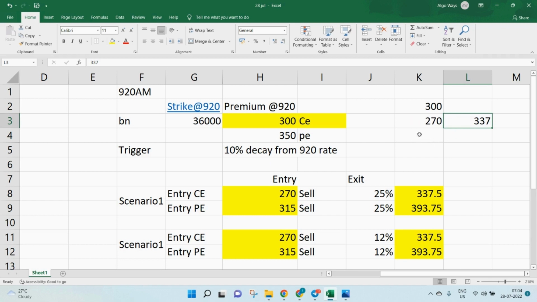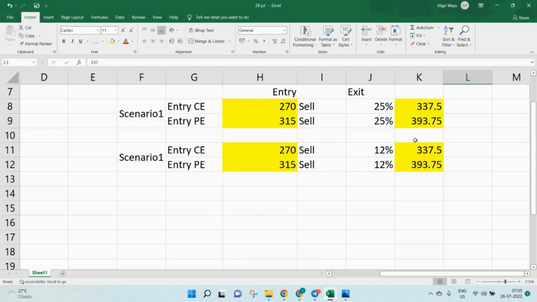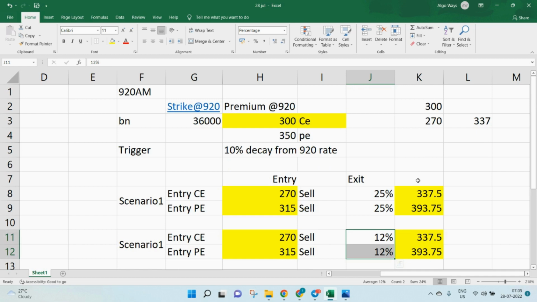So we may have 2-3 stop losses during the day in a particular leg, but ultimately the premiums have to go down on one side or the other. So either CE or PE will give us a big move on a particular day, especially on Thursday, because one of the premiums has to go to zero. In the 12% case, it may have a few more trades because the 12% stop loss may be reached quickly, and then re-entry may happen. So we may have 3 to 4 entries a day in a particular leg. So that is the strategy.